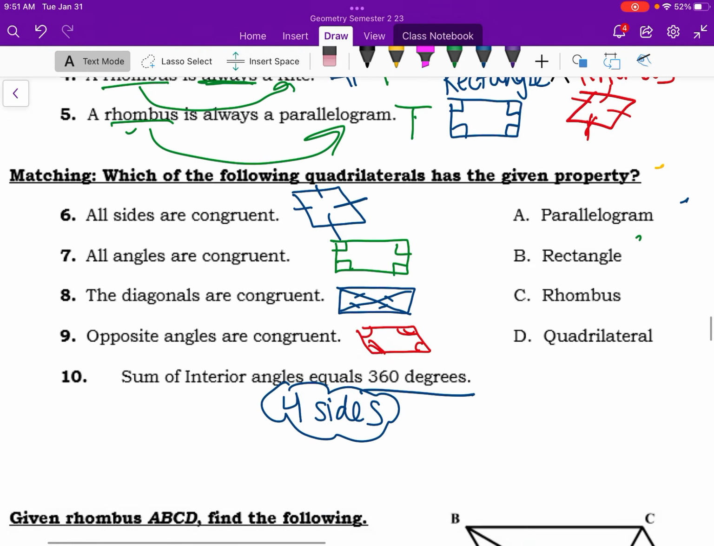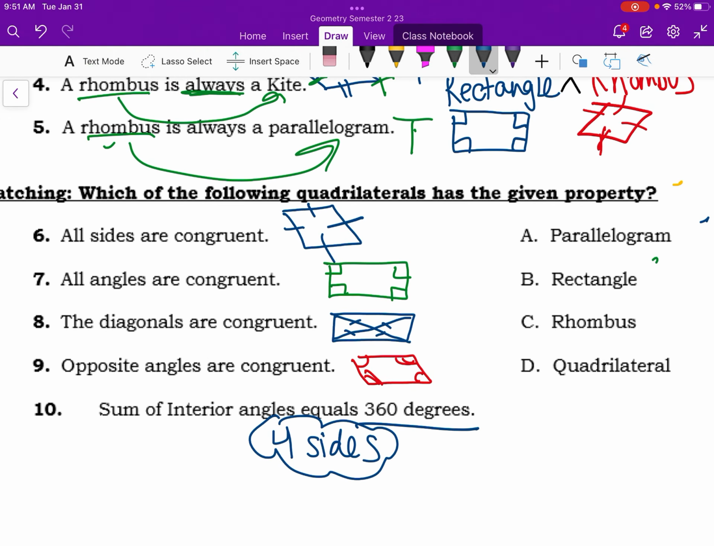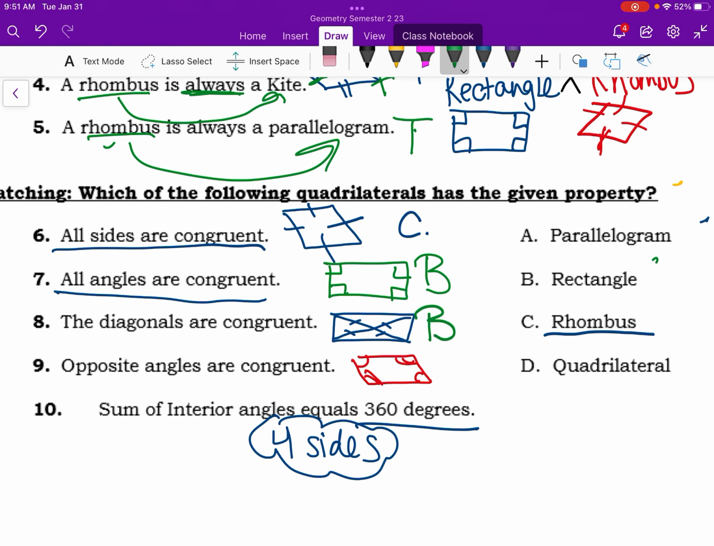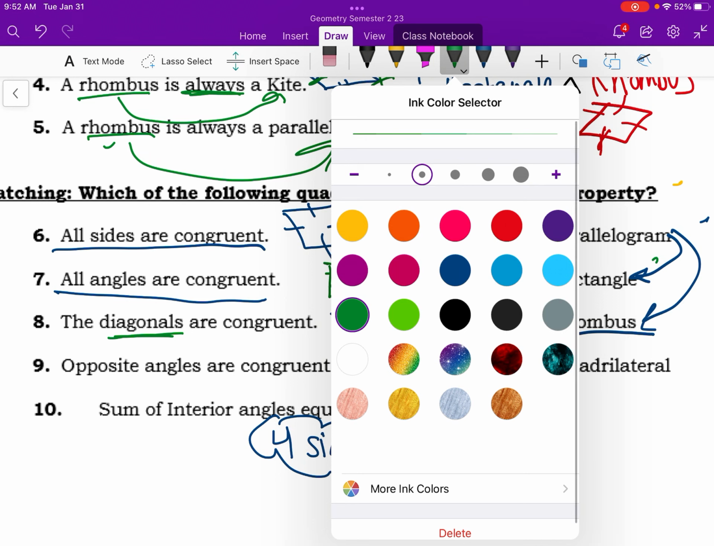All right, let's talk about these next ones. Which one has all the sides being congruent? Well, that's what we just talked about, which is a rhombus. All angles being congruent, that's what you learned yesterday. That is a rectangle. When are the diagonals congruent? That's also a rectangle. When it has 90-degree angle corners, it also means the diagonals are congruent. Opposite angles are congruent. Well, that's a parallelogram. What are the children of a parallelogram? It also has to be a rectangle and a rhombus.